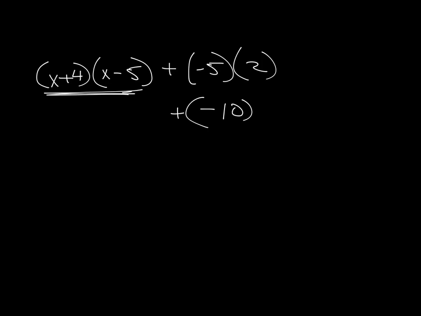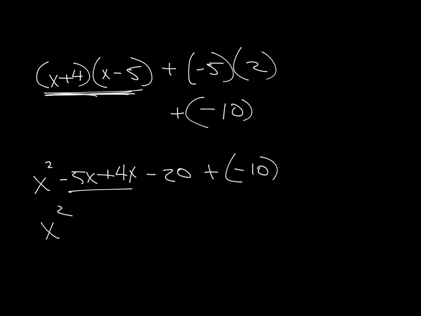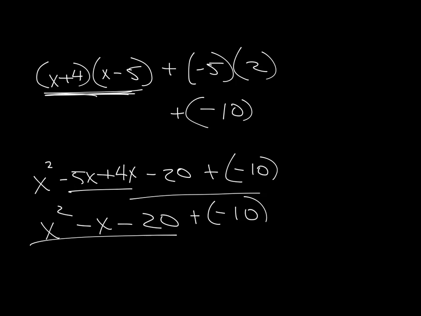So for instance, when we do the FOIL method here, we're going to have x squared minus 5x plus 4x minus 20, and then we're going to have our plus negative 10 here. So we're going to combine those. Sorry, I'm going so fast here. You should be able to just slow me down if you need to, but you should already know how to do all this. So here's my FOIL, but I can combine those two and get an answer like that. Okay?